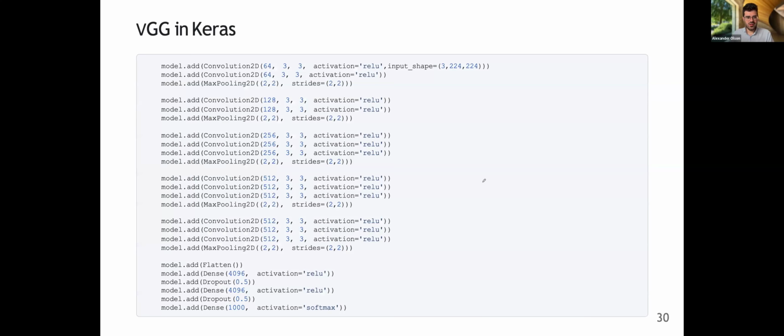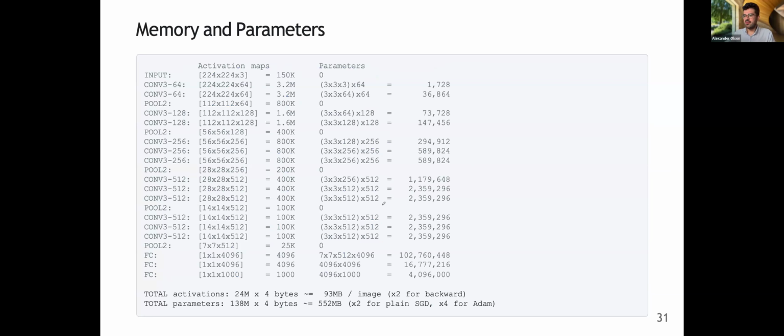And this is how you would implement VGG in Keras. So we're getting a little bit complicated here. Still not too bad, because essentially we're just adding more convolutional layers. But the complexity is certainly increasing, and the number of parameters is increasing, right? So here we see that the total number of parameters in this model is 138 million.